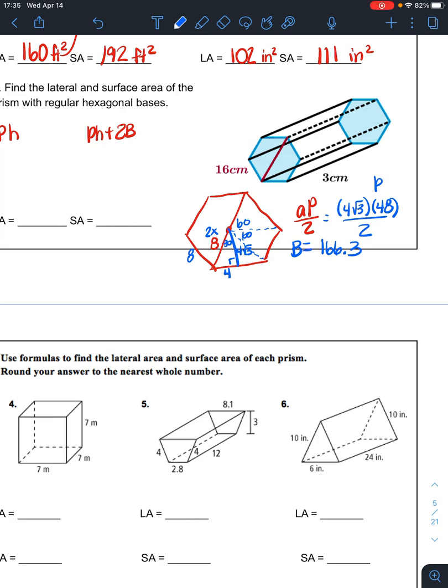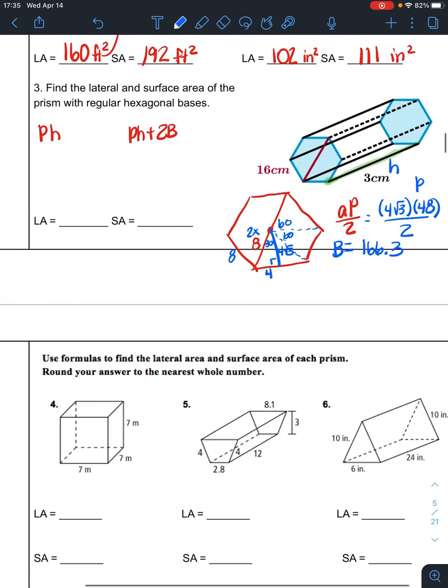So that's my B. And then my H, so I've got my P, I've got my B, I need my H. That's the distance between the two bases. So pick a vertex and find that. So then my H is 3. So my P was 48. My height is 3. So the area of all 6 of those rectangles is 48 times 3, which is 144.